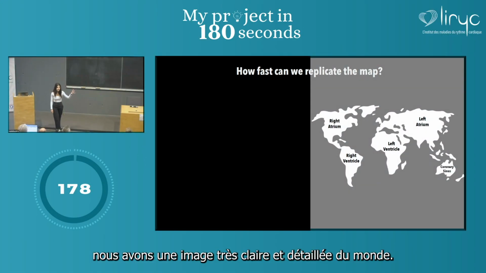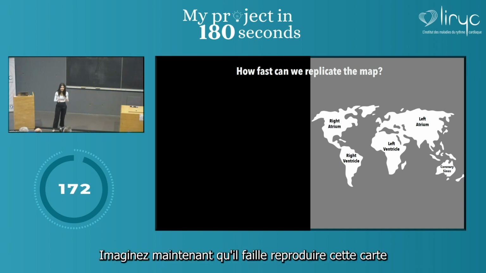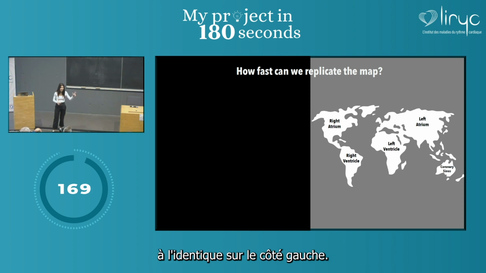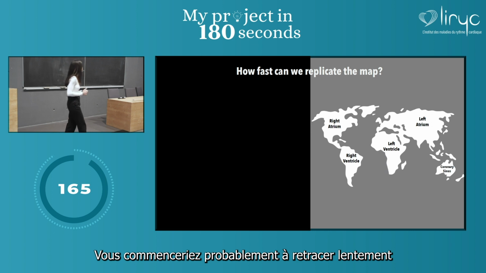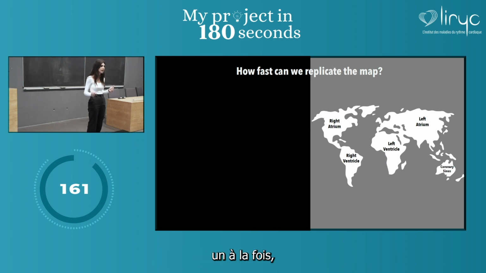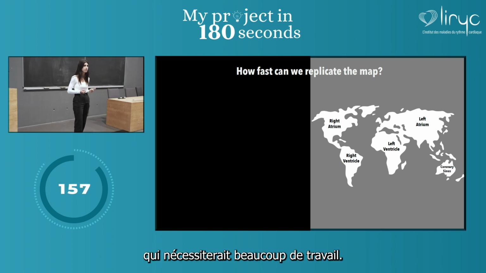To your right, we have a very clear and detailed image of the world. Now, imagine the task of replicating this image exactly onto the left side. How would you do it? Well, you would probably start by slowly tracing each continent one at a time, which could become a very slow and long process that would require a lot of work.